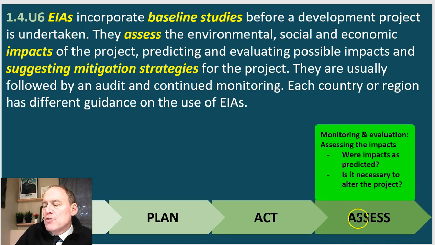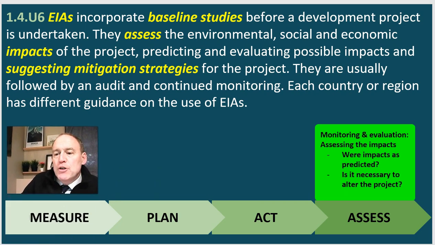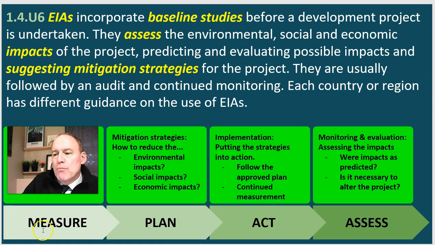Now, the final step is to assess, monitoring and evaluation, assessing the impacts. What were impacts as predicted? Is it necessary to alter the project? So I jumped forward a bit there by saying the act. So what we need to look at is there's the steps where we measure, first step, we plan, then we act, then we assess, then we may measure again, do more planning, act again. It can be a flowing cycle. And here's the overall measure, plan, act, and assess.